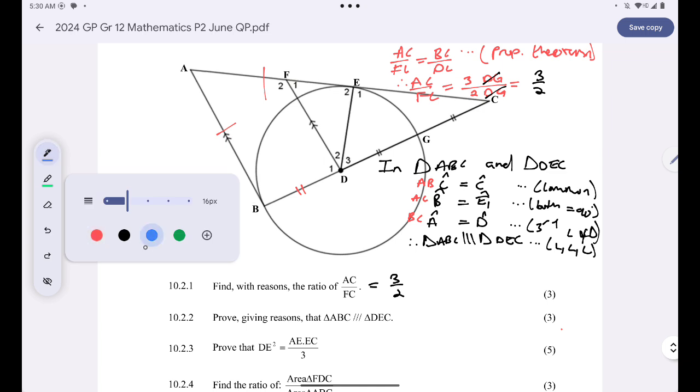And then now we'll go to the second triangle, DEC. Which side is subtending angle C?